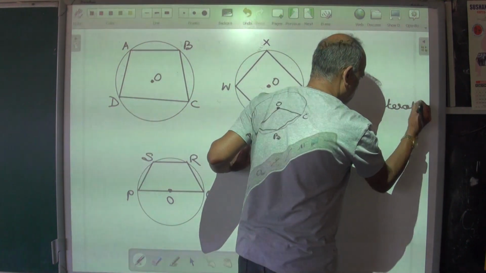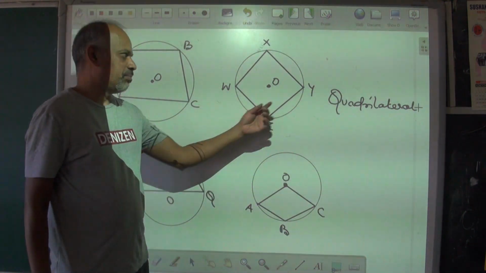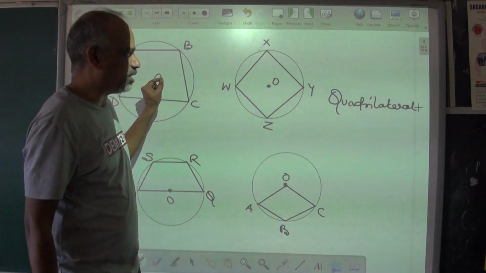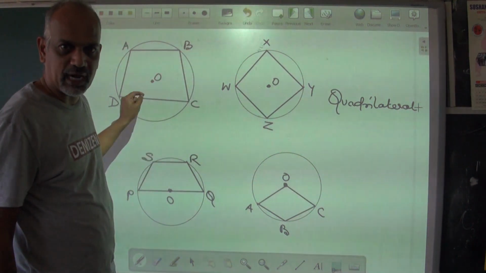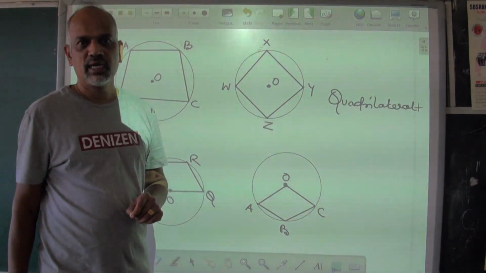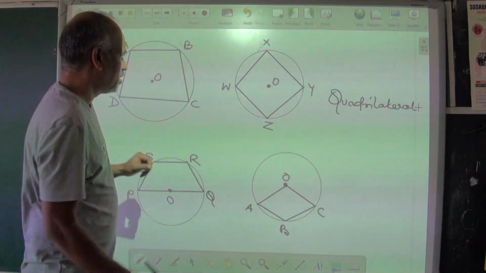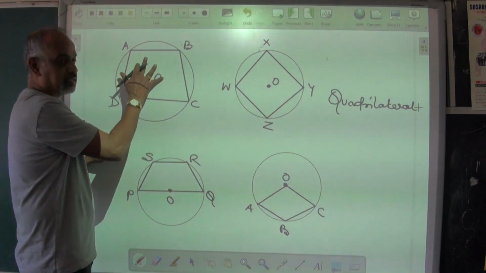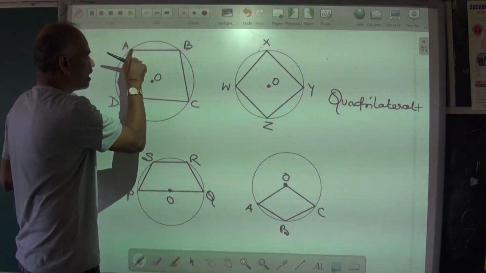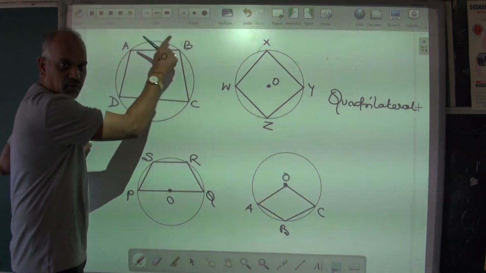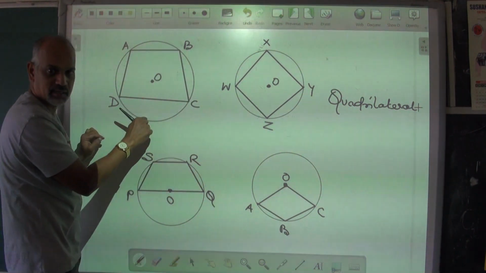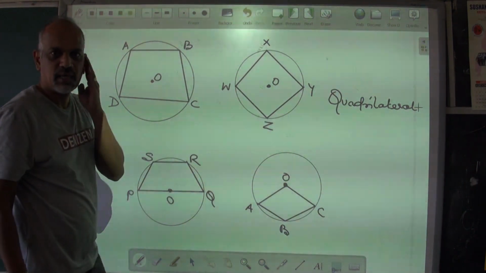But if a quadrilateral is inside a circle and if all the four vertices of this quadrilateral are on the circumference of the circle, then such quadrilaterals are called cyclic quadrilaterals. Look at this. This is a quadrilateral. It is inside a circle and the four vertices of this quadrilateral, that is A, B, C and D, if they lie on the circumference of the circle, then such quadrilaterals are called cyclic quadrilaterals.